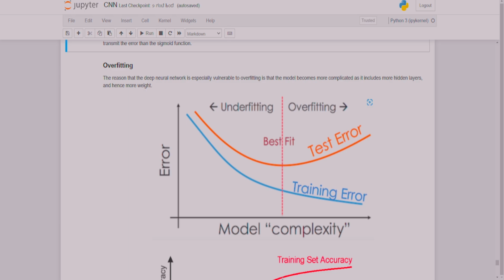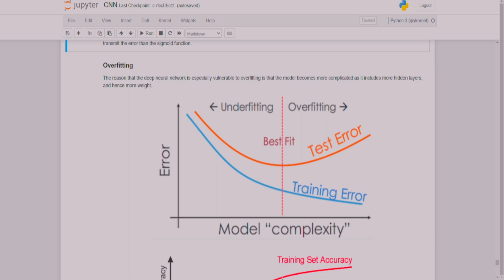But this is what happens. Consider this particular graph. We are plotting the complexity over here, and the error over here. Overfitting happens only because of a large number of hidden layers and a large number of neurons in the hidden layers, which result in a large number of weights to be updated. Because of that, this is the common problem. You go for a deep learning neural network, everywhere we have this. So the error keeps reducing, and till here it's a best fit. Till there we are fine.